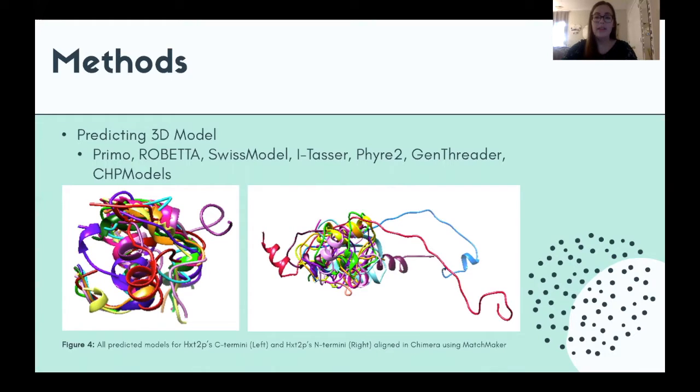Once aligned, each model's differences were quantified by calculating this root mean square deviation, or RMSD, in Chimera. RMSD is the measure of the average distance between the atoms of superimposed proteins. The lower the score, the more similar the two are. Therefore, the models with the lowest totaled RMSD were selected. For the C termini, this was iTaser 2, and for the N termini, this was iTaser 1. These were the models that were used from here on out.